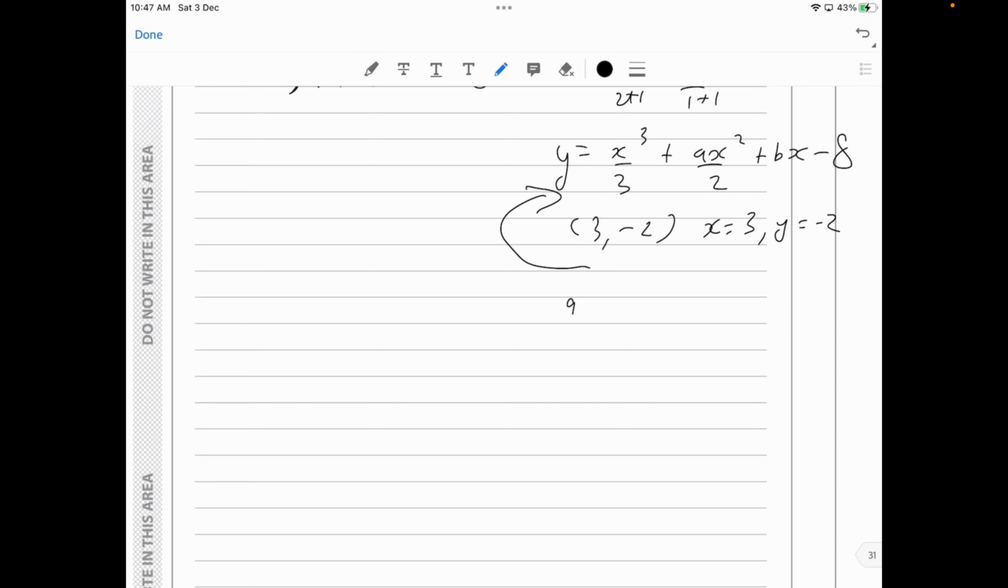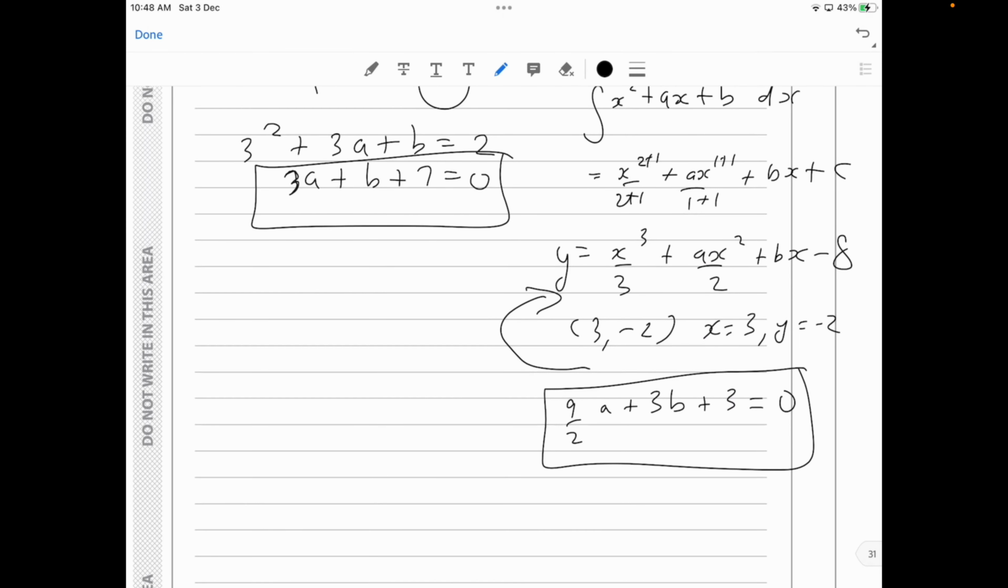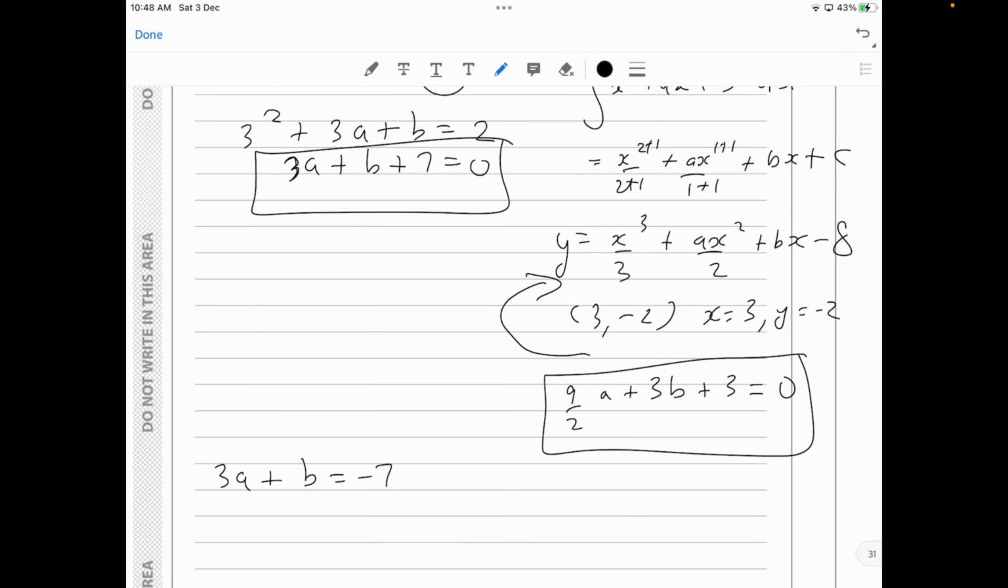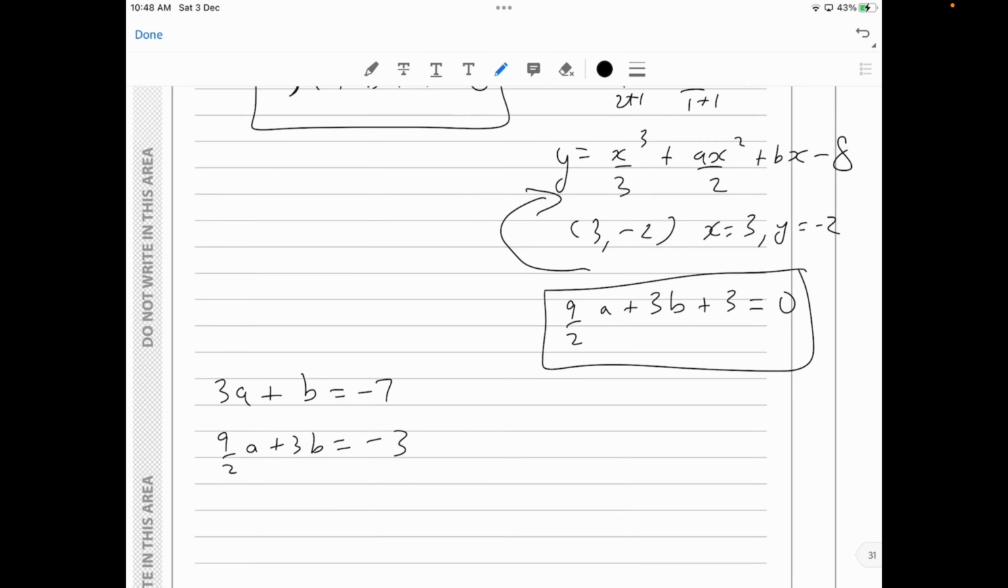So you get a final equation of 9 by 2a plus 3b plus 3 is equivalent to 0 if you substitute it in. So indirectly we found two equations. Now we can find the value of a and b using simultaneous methods, either the elimination method or the substitution method. It just depends on your choice. 3a plus b is equivalent to negative 7. The reason why I've written it down like this is that it's easier to equate in that form. So 9 by 2a plus 3b is equivalent to negative 3. All I've done is push the positive 3 to the other side.